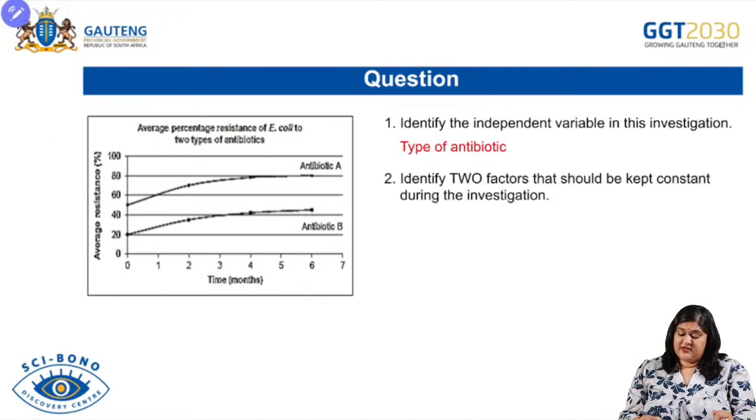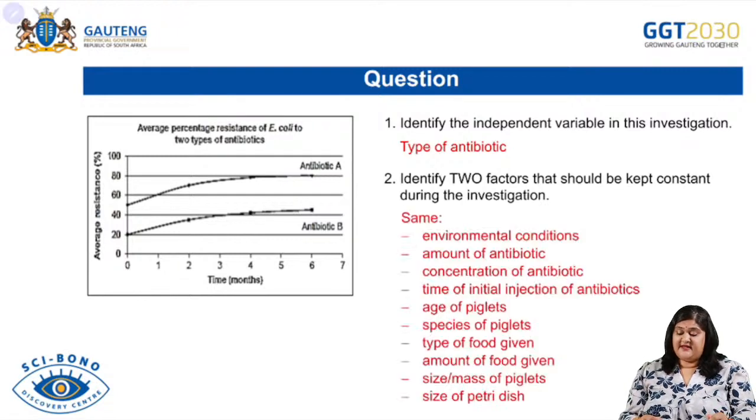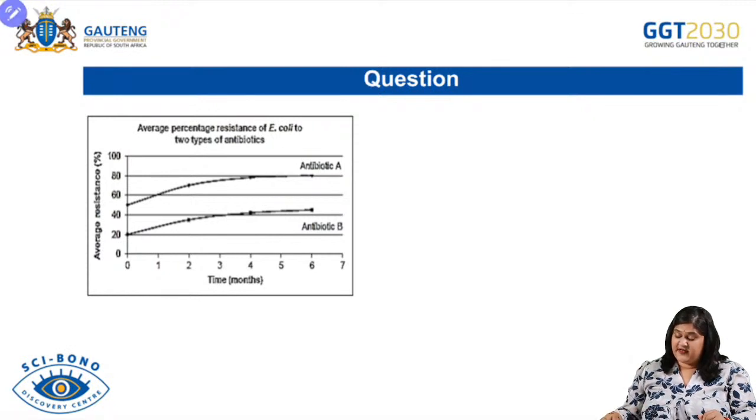Then we go to identify two factors that should be kept constant. These are during your investigation. Remember I said they're ensuring validity: environmental conditions, amount of antibiotic, concentration of antibiotic, okay, just to name a few. You will see that many of them you will get actually from the method when you see what they were doing.